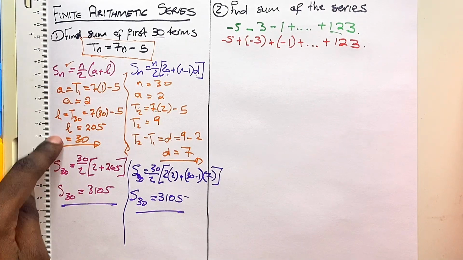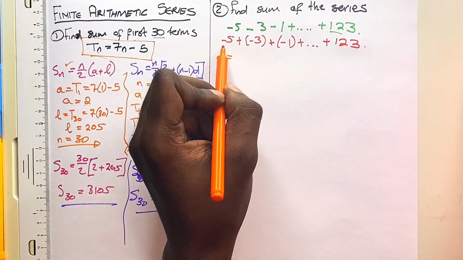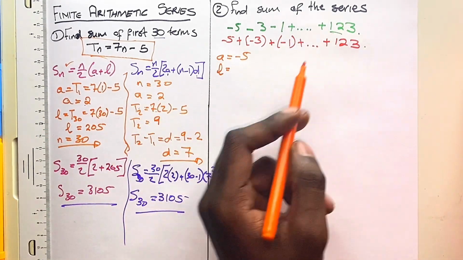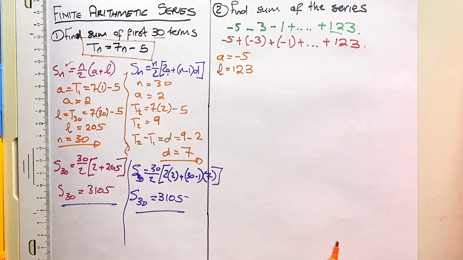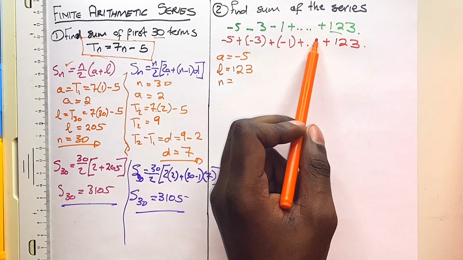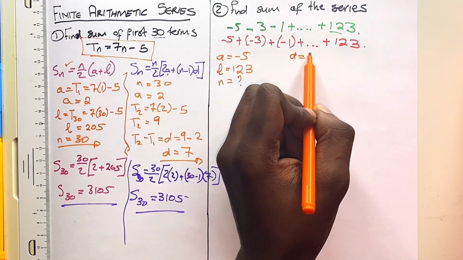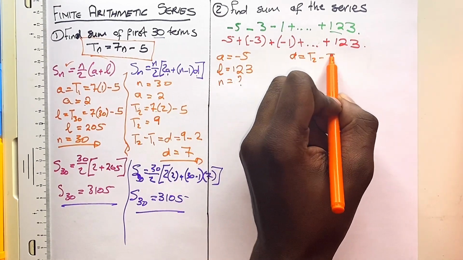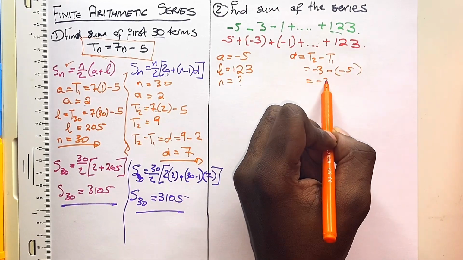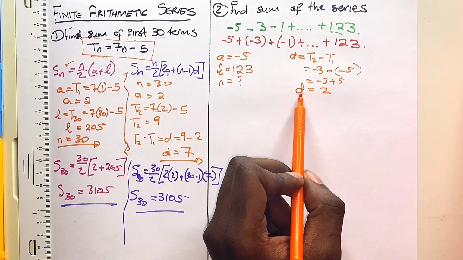Now, let's write down all the critical information of an arithmetic series. Do we know the first term? The first term is given by a, and here it is -5. Do we know the last term? We do know the last term. It is given by 123. Do we know the number of terms in our sequence? We do not know, because we don't know how many terms are not written in between here. Do we know the common difference? Now, we can find the common difference by taking term 2 minus term 1. Term 2 is -3 minus term 1, which is -5. So -3 plus 5 will give you 2. So we do have our common difference, and it is equal to 2.